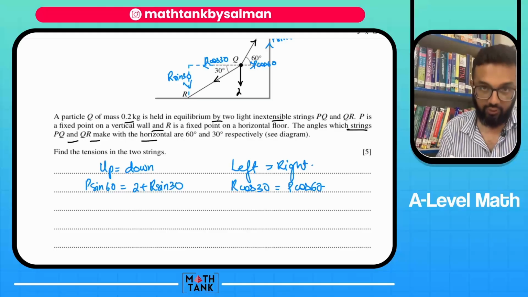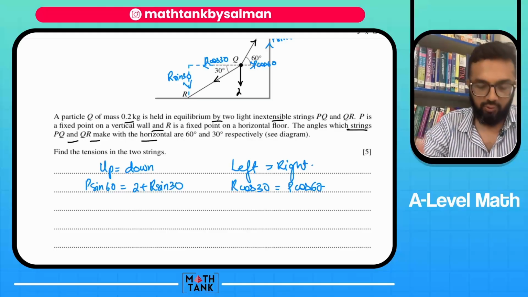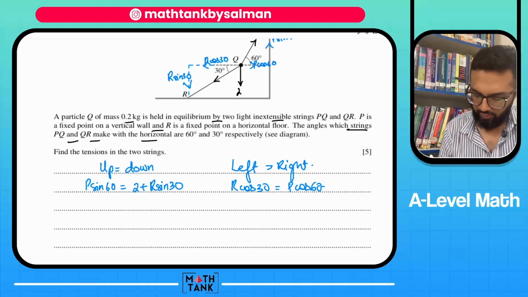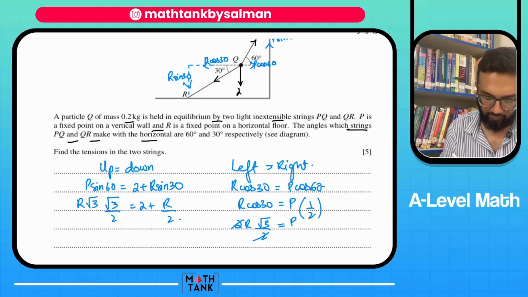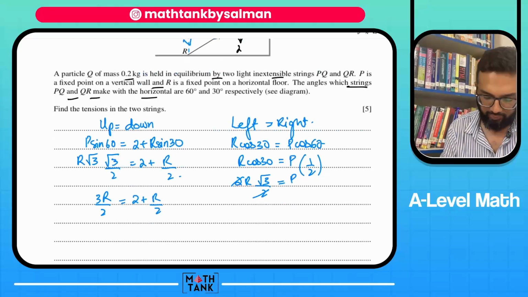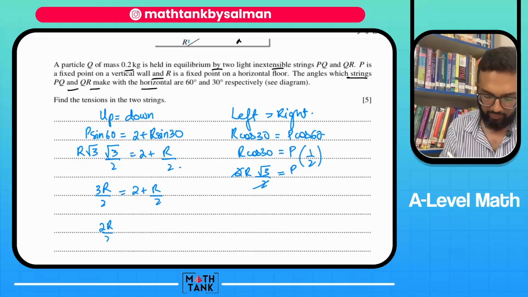तो ये फिर आगे क्या हो जाएगा, आगे हो जाएगा सब्स्टिट्यूशन कर लेते हैं. आई थिंक ये हाफ होता है, so that makes it easier. 2R cos 30 is root 3 over 2. तो ये भी मैं exact इसलिए रख रहा हूँ because I think at some point I'm going to have to replace this. So 3R over 2 equals to 2 plus R over 2. So that gives me 2R over 2 equals to 2. So R equals to 2.